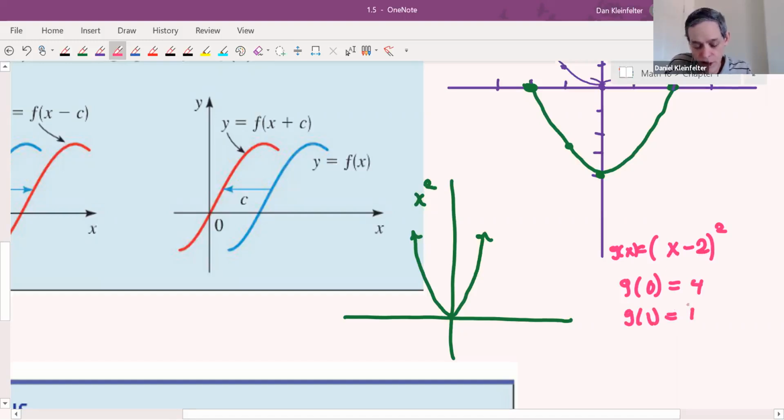Could you get something smaller than 4 or 1 out of this g? The answer is yes. What would it take for you to get 0 out? You would have to put in 2 for x, right? Can you get anything smaller than 0 when you are squaring? The answer is no. So the smallest that you can get is when you have a 2. g of 2 will equal 0. That suggests that the minimum point for g of x is going to be at (2, 0). It is a right shift of the graph.